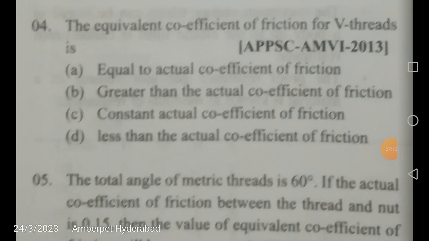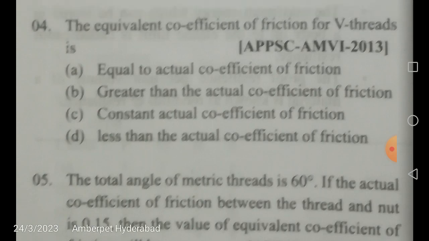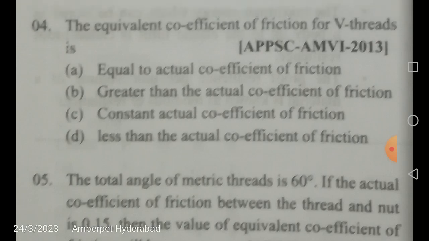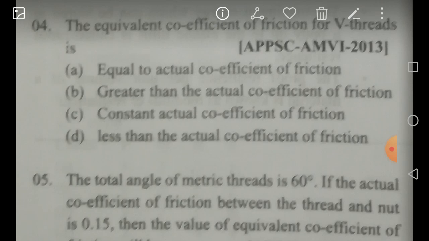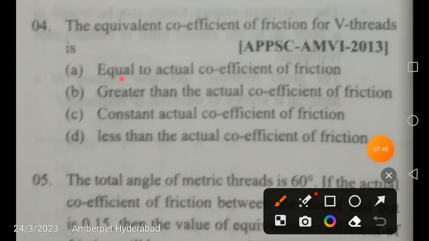Right. The equivalent coefficient of friction for V threads is, once again the same thing. Is it equal to the actual coefficient of friction? If you denote the actual coefficient of friction by mu and the equivalent coefficient of friction by mu dash, we have just seen that mu dash is always greater than the actual coefficient of friction mu. So it is definitely B. The answer is B, greater than.